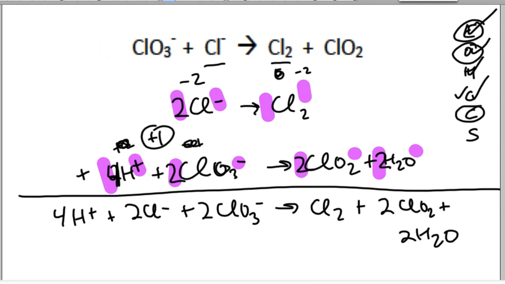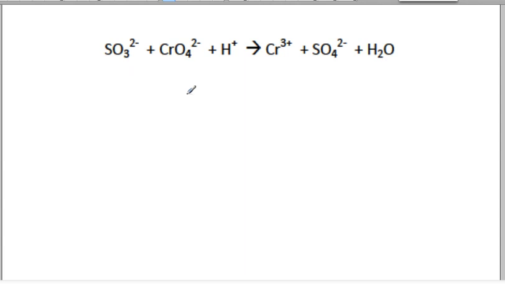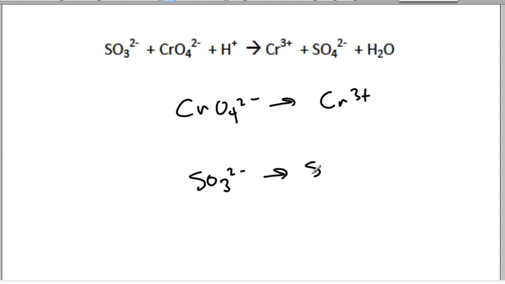All right. Last one. Same thing with this one. I go CrO4 2-, arrow, Cr3+, and SO3 2-, SO4 2-. I ignore H+ and OH or H2O because they'll take care of themselves as we go. Other elements, so E, O, H, C, C, S. Chromium, chromium, good, check. Sulfur, sulfur, done.